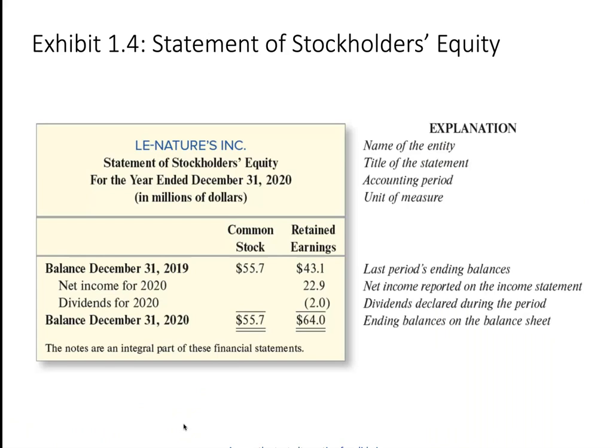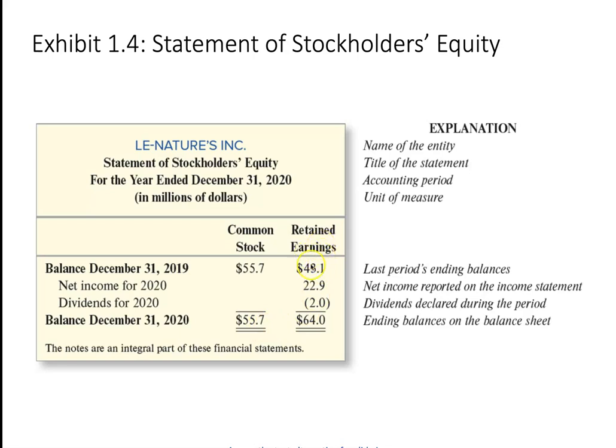Here is an example. Lenature's Statement of Stockholders' Equity is for the year ended December 31st, 2020, in millions. Common stock at the beginning, which is the balance on December 31st, 2019. That is the beginning of 2020. So the beginning balance of common stock is 50.7 million. In the current year, there are no newly issued stocks, so ending common stock is still the same.